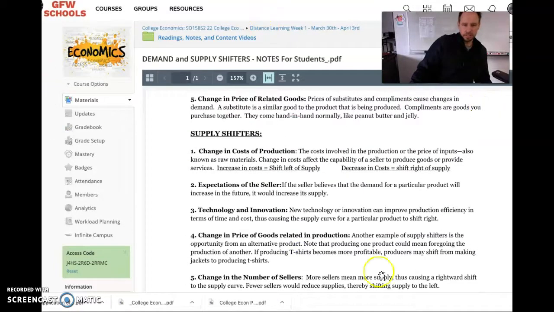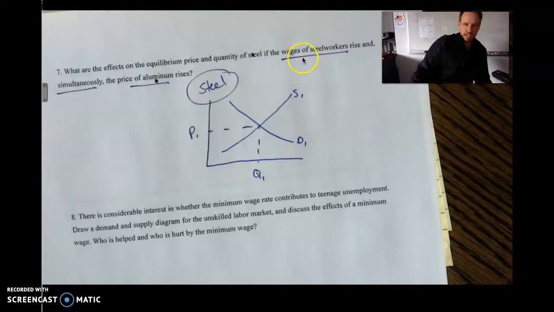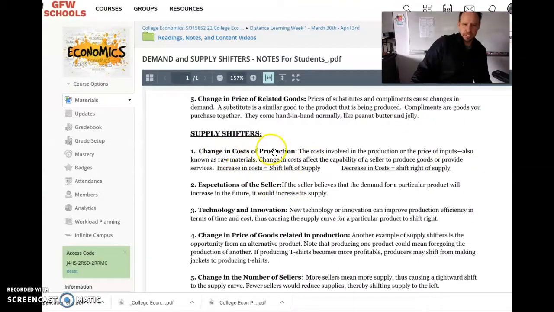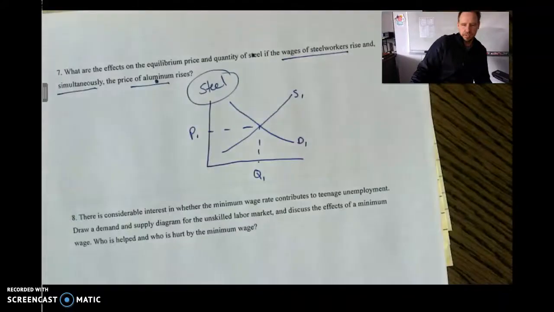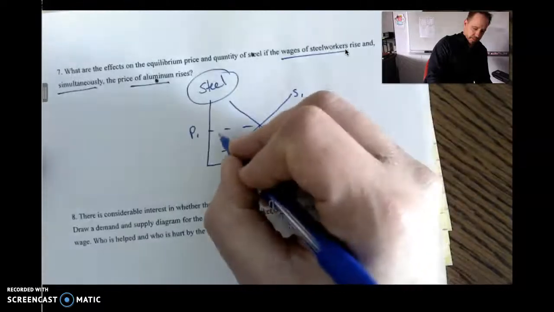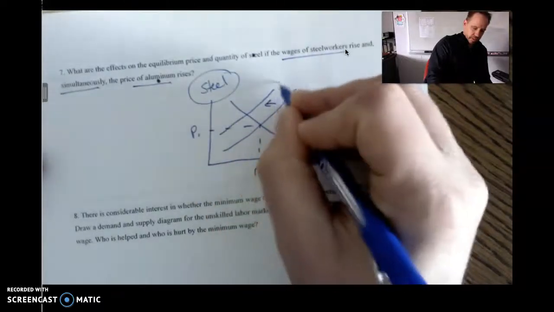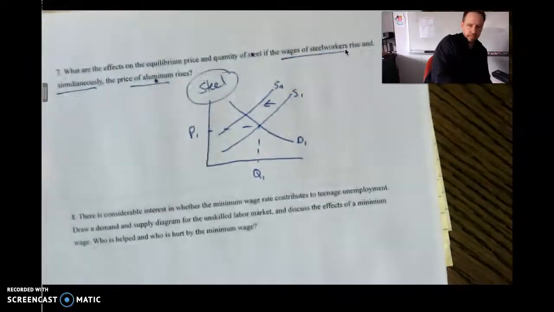So if we go and look at here, wages of steel workers. Well, right away, we should be able to identify what shifter we're dealing with here. This is going to be a change in production cost. Wages are a big part of the cost of supplying. So if you see a situation where wages for steel workers are rising, it becomes more expensive to produce. We know that the supply curve is going to shift to the left. Okay? Becomes more expensive, shifts to the left.